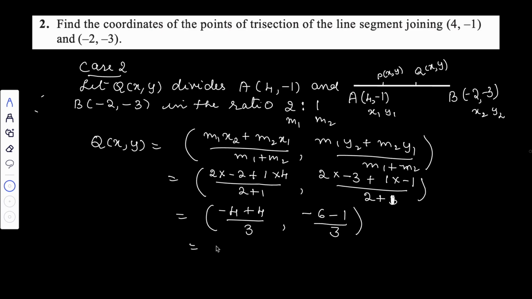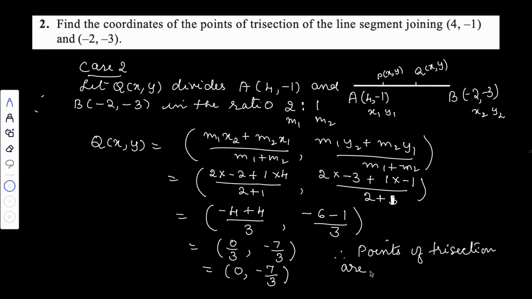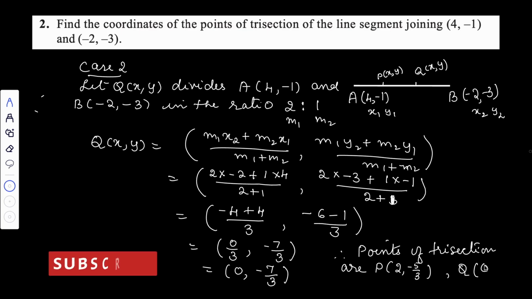So we are getting here 0 by 3 and -7 by 3. So it should be (0, -7/3). Therefore, the points of trisection: we got the first point P, it is (2, -5/3), and the other one is Q (0, -7/3).